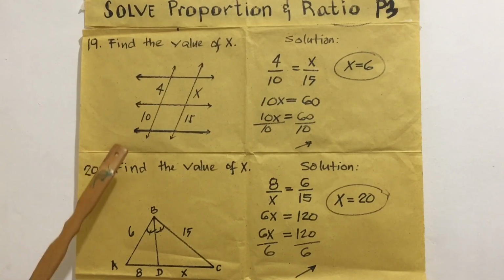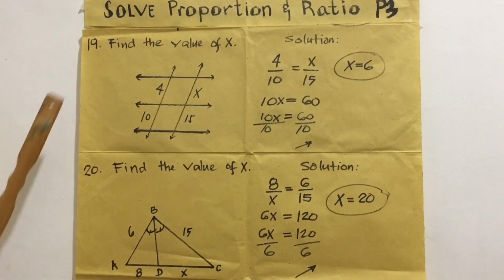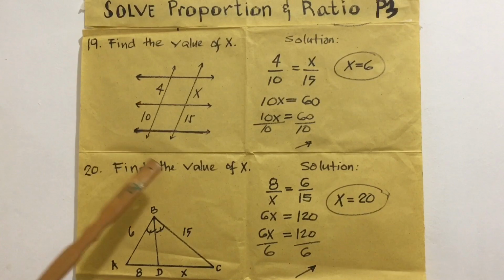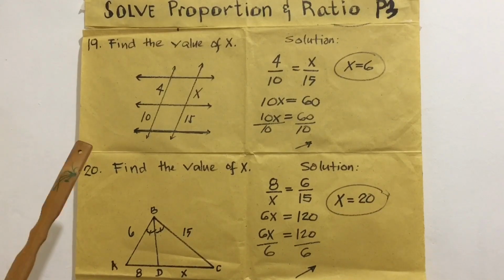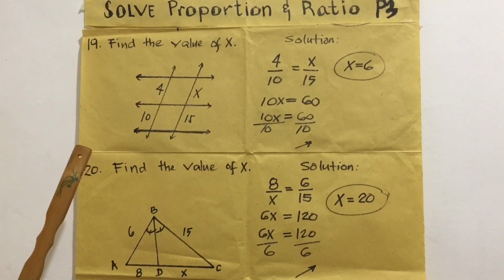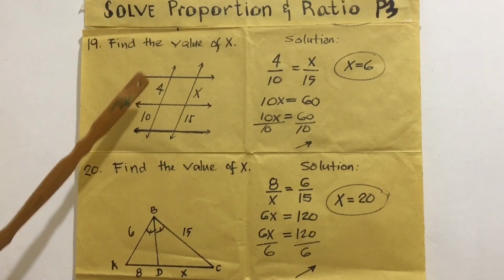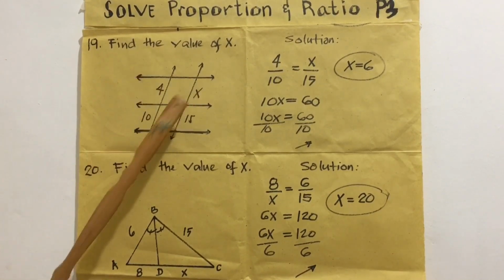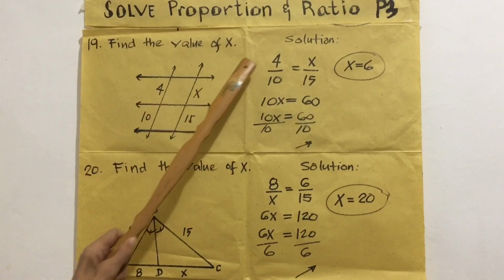Our observation, we have 3 lines here, and these are called parallel lines, and we have transversal lines. We have 2 transversal lines. So our solution, we have to set up first a proportion. How to make a proportion? Since these are parallel lines, they are our guide, so we can use 4 over 10.